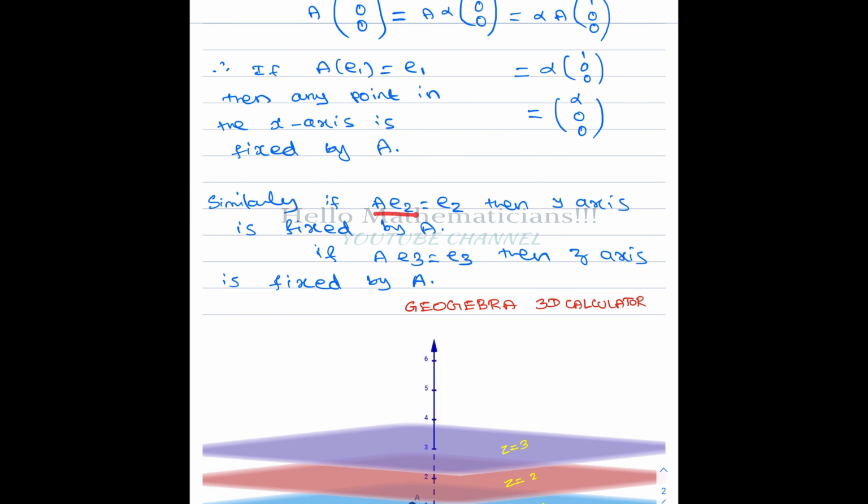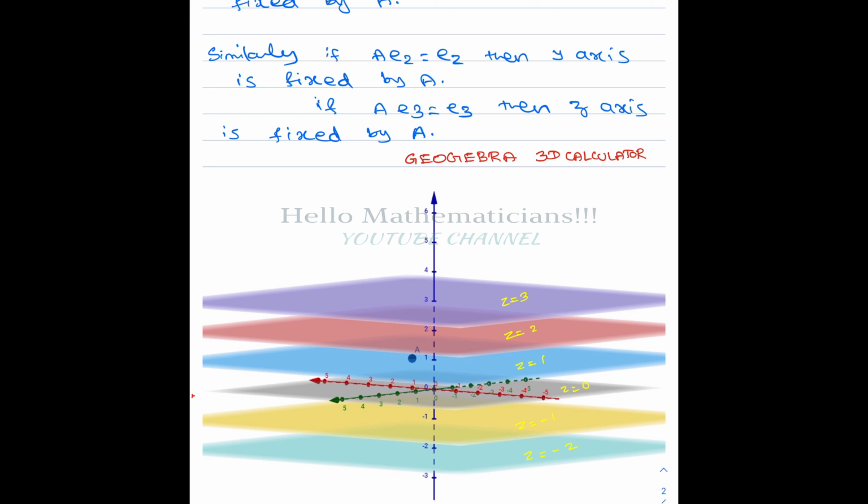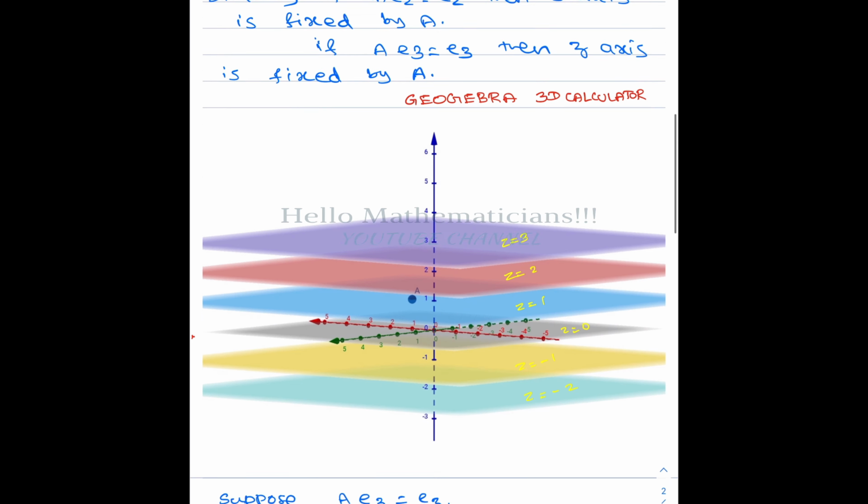Similarly, if A of E2 equals E2, then the y-axis is fixed. So if this point, the green one, is fixed, then the full y-axis will be fixed by the matrix A. Similarly, for A of E3, if A of E3 equals E3, then the entire z-axis will be fixed by the matrix A. The proof is exactly similar.